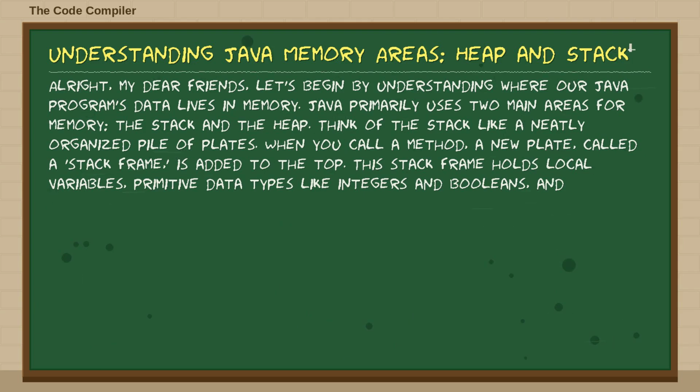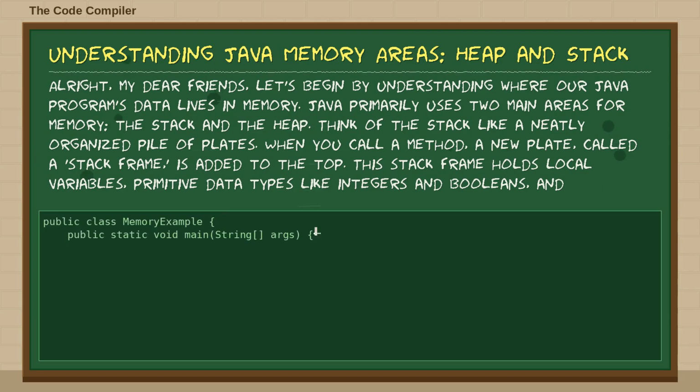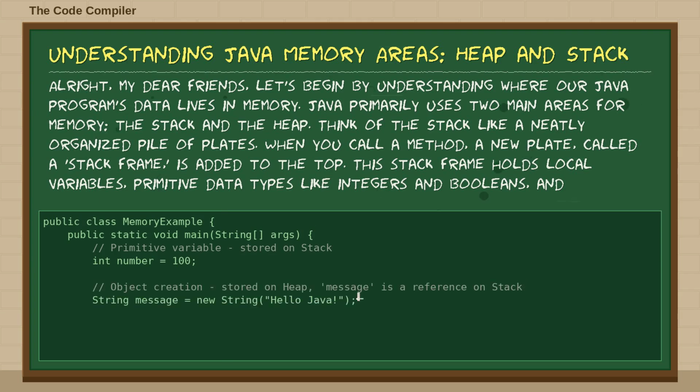The heap, on the other hand, is like a big, open warehouse. This is where all the objects you create using the new keyword are stored. Objects can be of any size, and can be accessed from anywhere in your program as long as you have a reference to them. So, primitive values and method calls go on the stack, and all your objects go on the heap. Very important distinction, isn't it?